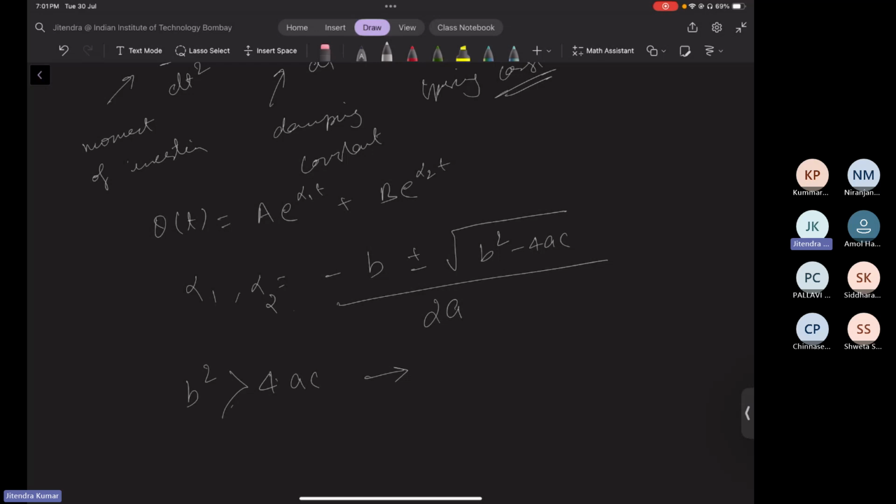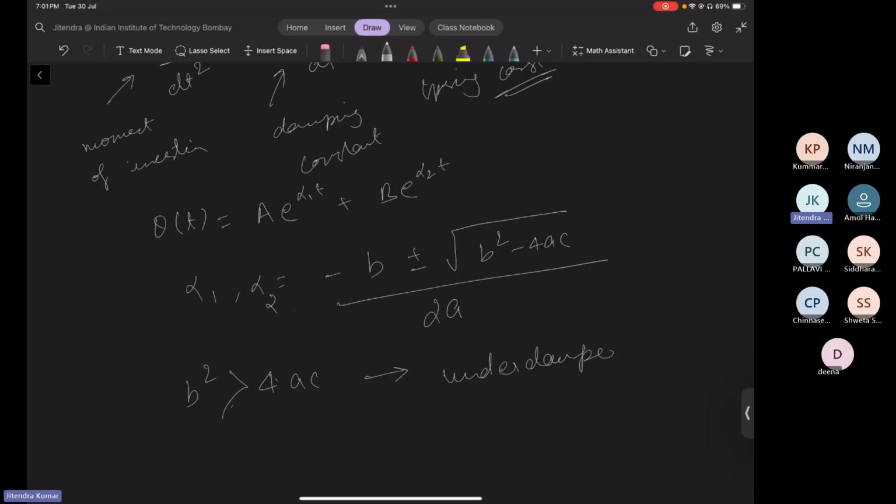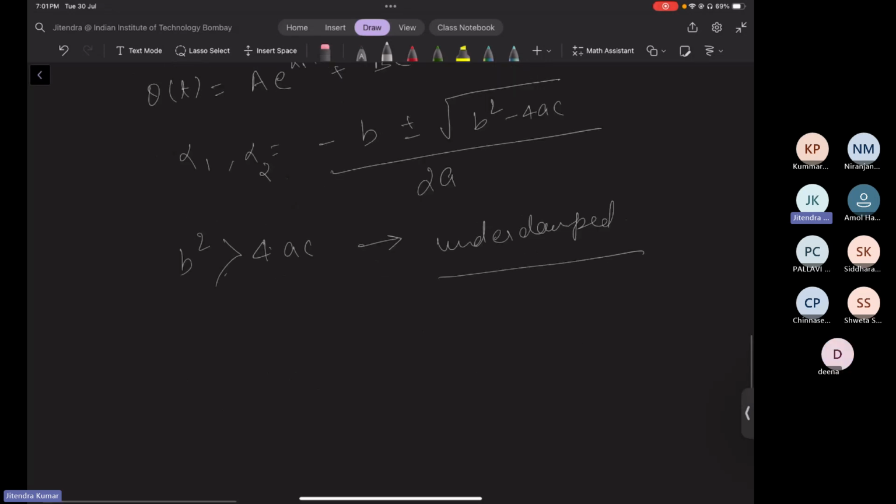If b square is higher than 4ac, then the other root will be complex conjugate. Both roots will be complex conjugates. So it will be underdamped. Right? Is there any doubt? Please let me know. Please stop in between if you feel any doubt is there. Are you getting it? This equation?